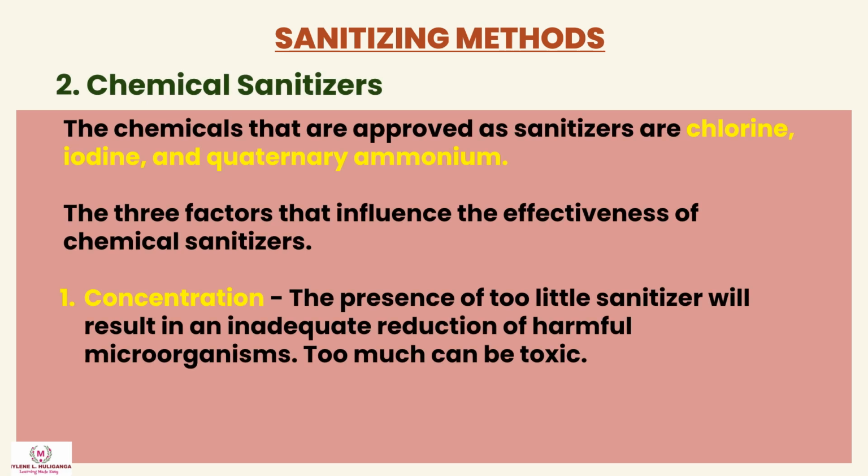The next method is by the use of chemical sanitizers. The chemicals that are approved as sanitizers are chlorine, iodine, and quaternary ammonium. There are 3 factors that influence the effectiveness of chemical sanitizers. First is the concentration. The presence of too little sanitizer will result in an inadequate reduction of harmful microorganisms. Too much can be toxic.